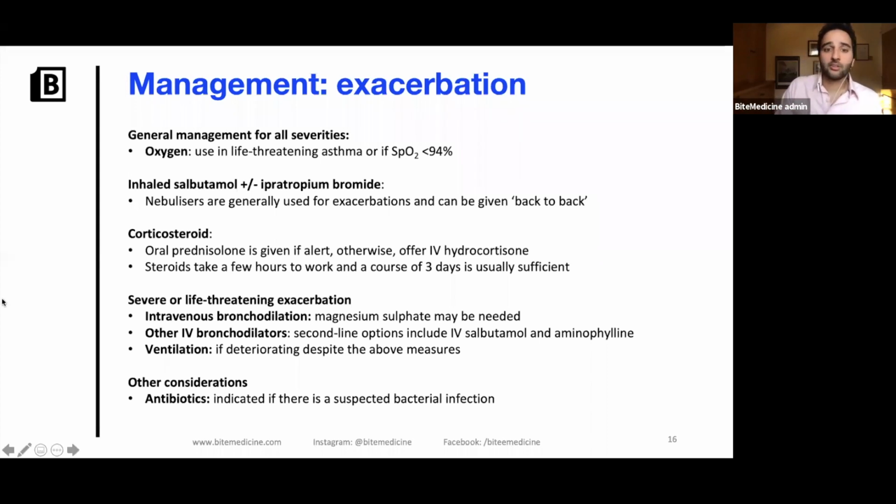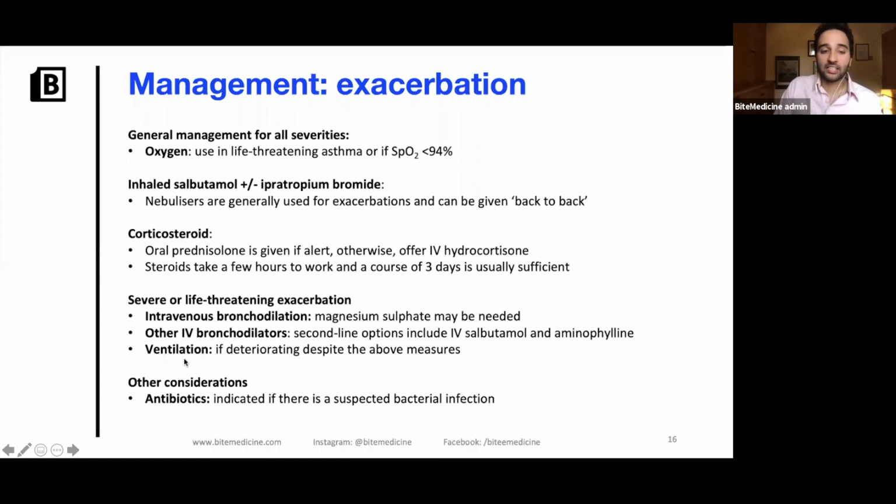And then for severe and life-threatening exacerbations, we've got to think about intravenous bronchodilation. So, a classic exam question and classically in clinical practice, you'll get a patient you've given salbutamol to, you've given ipratropium to, you may have already given a steroid, and they're getting worse and worse. The next thing you need to do is give IV magnesium sulfate. So that's really good in your severe or life-threatening exacerbations. Other alternatives include IV salbutamol and aminophylline.